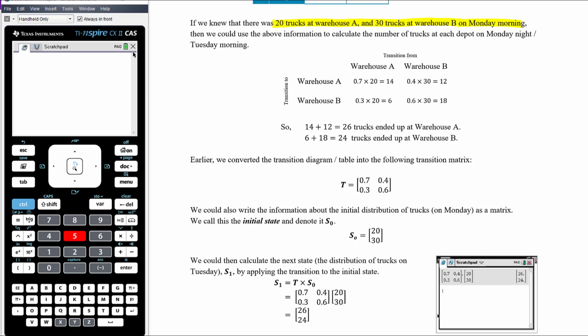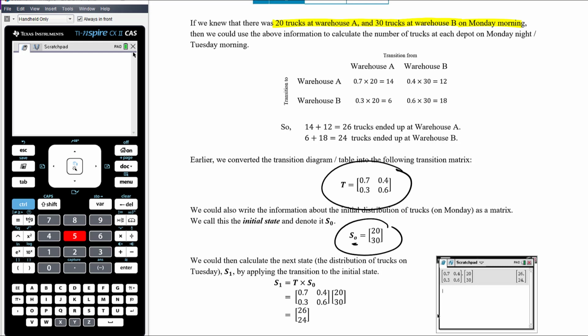So we could then calculate, having now established the initial state. We know how things transition, we know how to get from one state to the next state, and we know what the initial state is. From here we can now start to create the chain. Okay, well what's the second state? The initial state we call state 0.